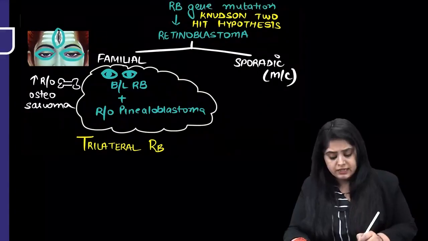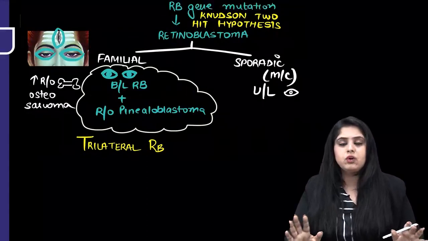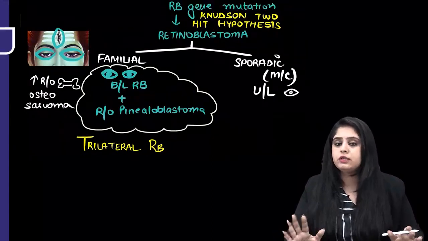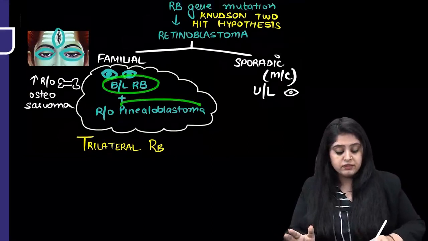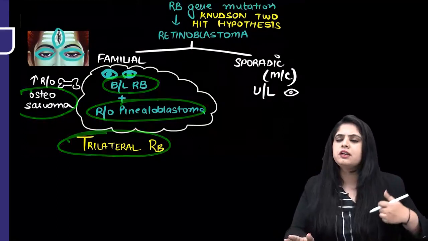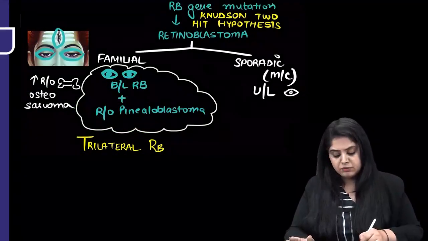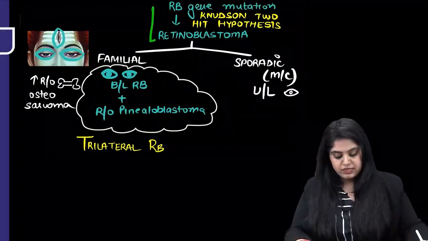Sporadic has nothing like this. Sporadic is just involvement of one eye. There is no 2 eye involvement, no third eye involvement, no other thing. All these problems are to do with the familial one. Both the eyes will be involved and the third eye will also be involved. You will call it trilateral. Then bone tumors can also occur. The whole problem is with familial. Sporadic has only one eye, and that's about it. That is what you need to know about retinoblastoma.